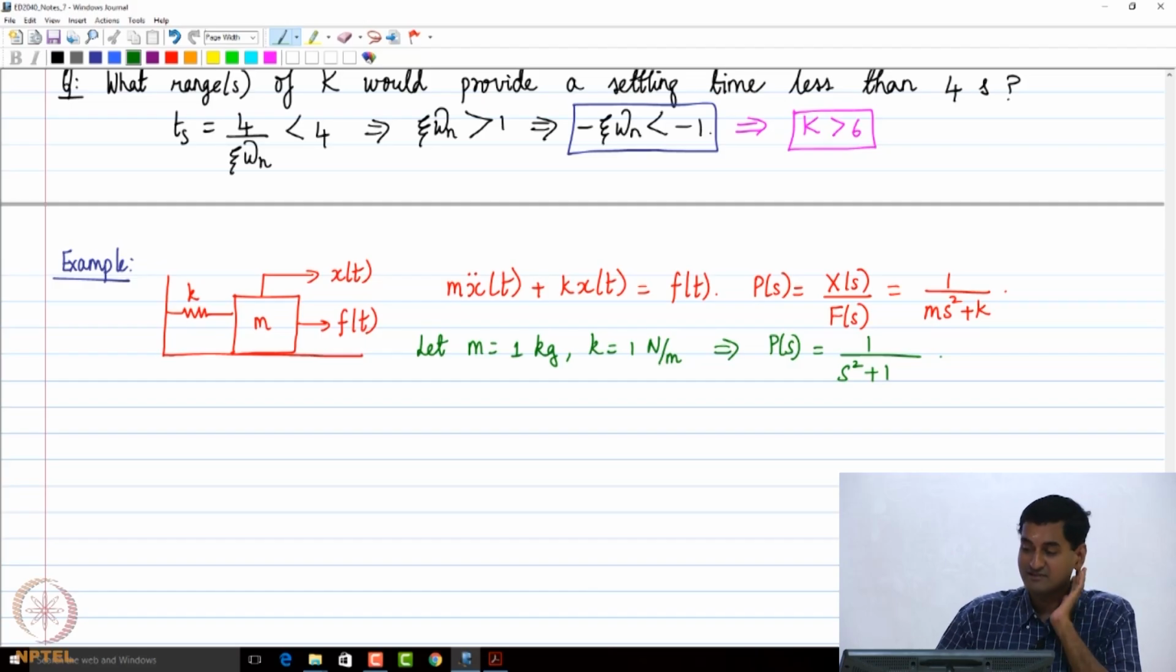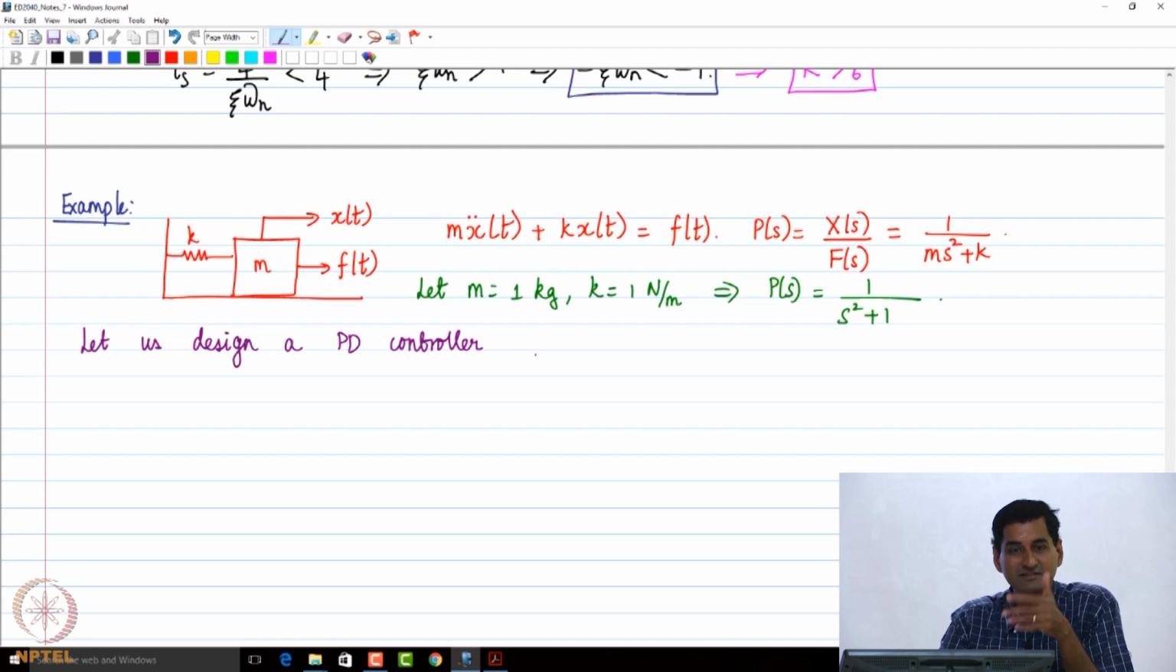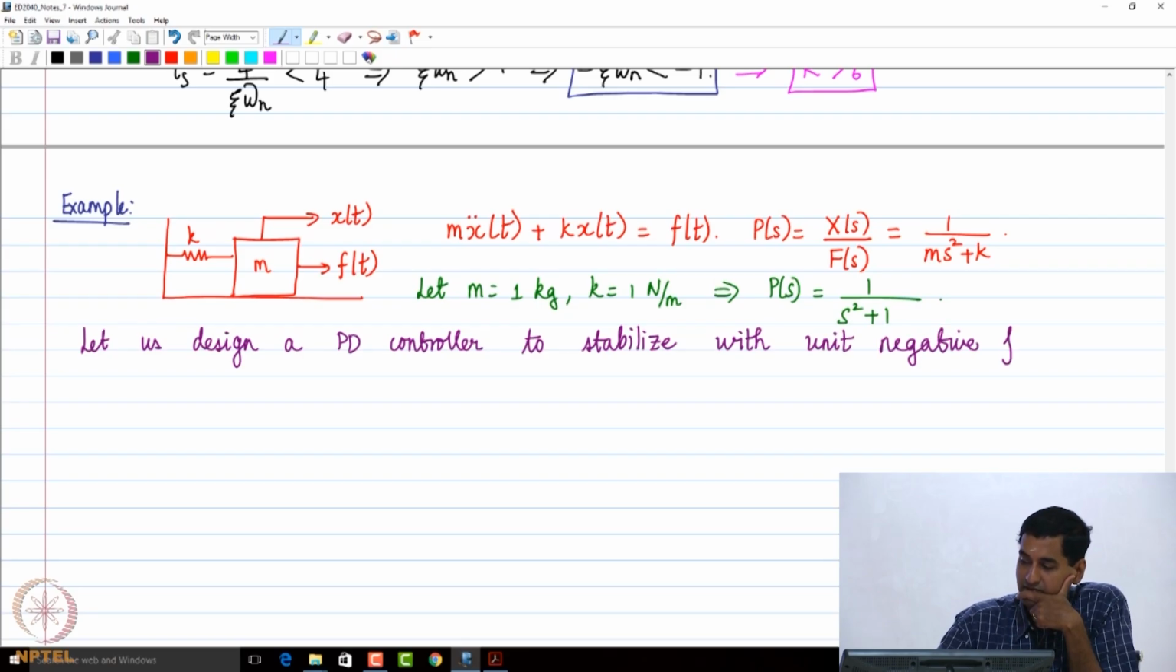So, we want to stabilize the system. Let us design a PD controller. If you recall, we did one problem like this, where the proportional controller does not work. We saw that the PD controller works for such cases, to stabilize the closed loop system. Stabilize the plant with unit negative feedback.